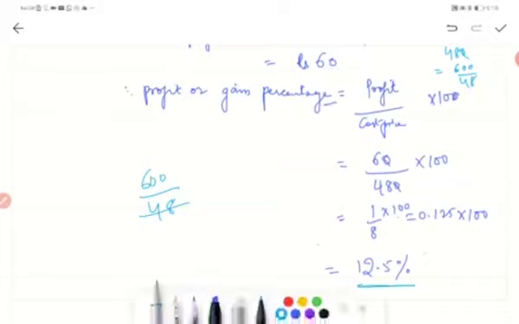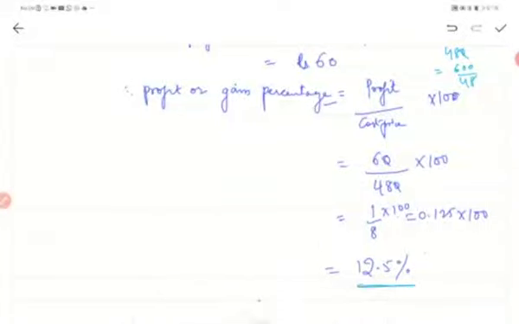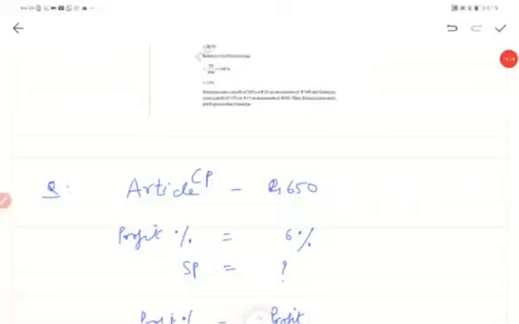The simplification is done, but understand the topic. How to calculate the profit, or you can say gain percentage and loss percentage, all these things are important in this. Let me take one more example and stop for today. One example is there in the textbook, so let me explain this example.